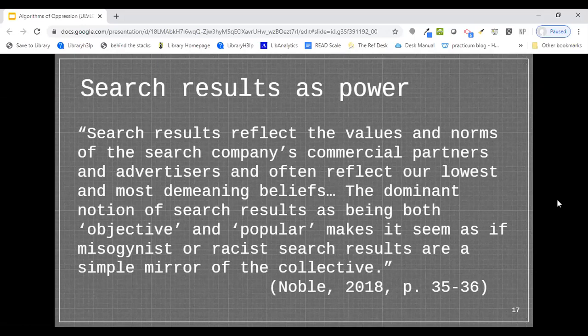And she says, search results reflect the values and norms of the search company's commercial partners and advertisers, and often reflect our lowest and most demeaning beliefs. So again, this idea of objective and popular being how search results work makes it seem as if misogynist or racist search results are a simple mirror of the collective. And that's problematic in a lot of ways.